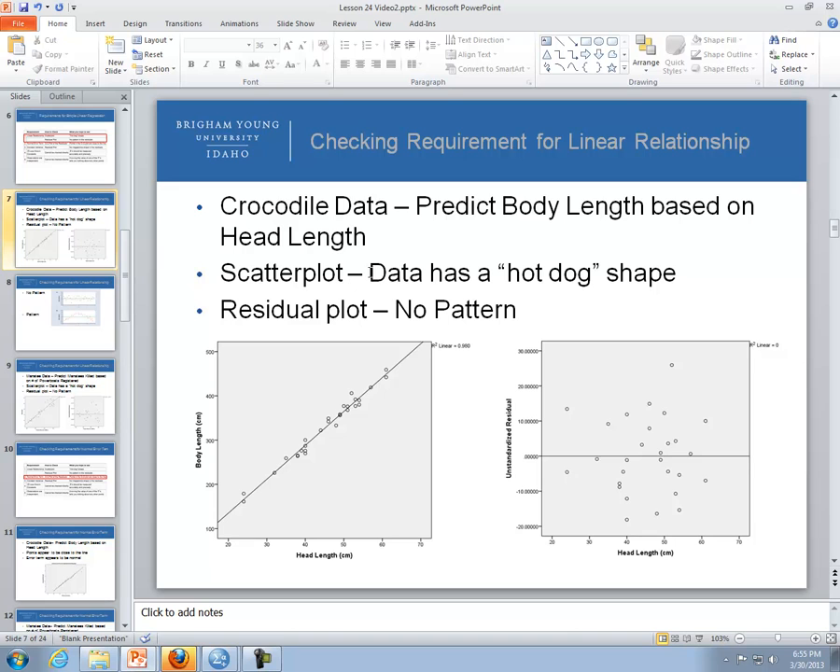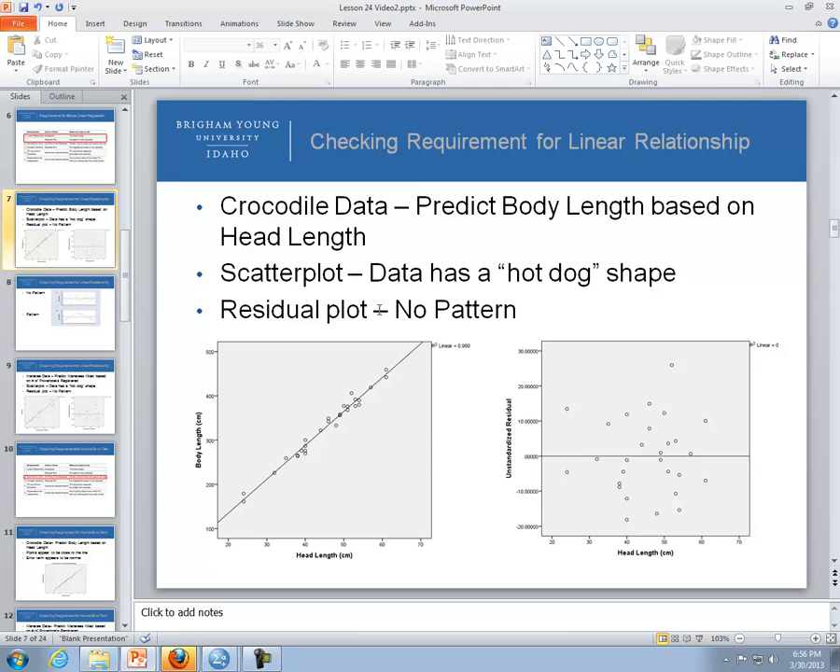So if we created a scatter plot, this is a pretty good fit. Now it says the data has a hot dog shape. Now what is meant by that is that imagine, if you will, the line represents, if you're looking on top of a hot dog, looking over the hot dog, you could see that the line represents, if you will, the meat of the hot dog, and then the dots around it represent the bun. Now this is said to be that the data has a hot dog shape.